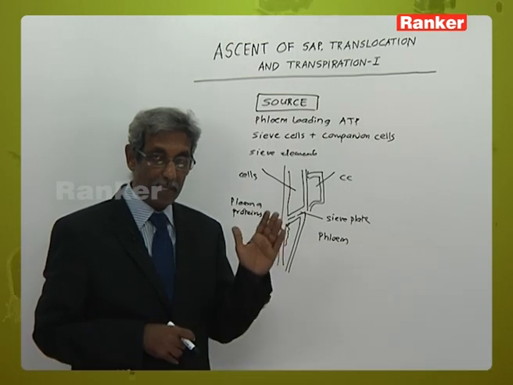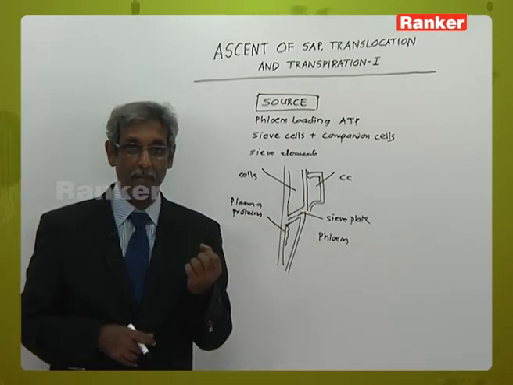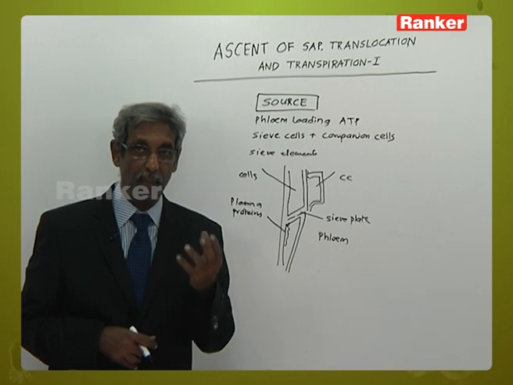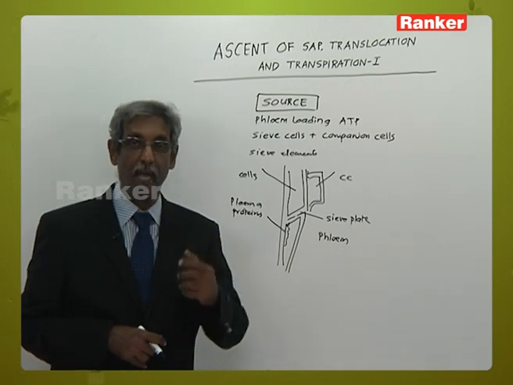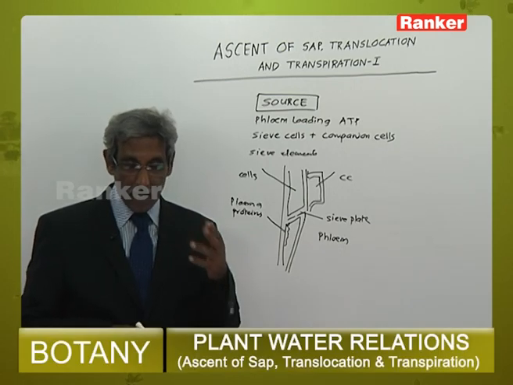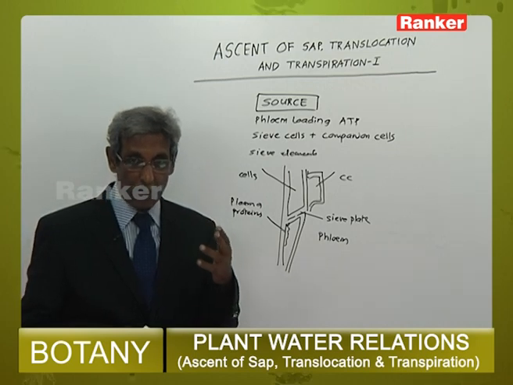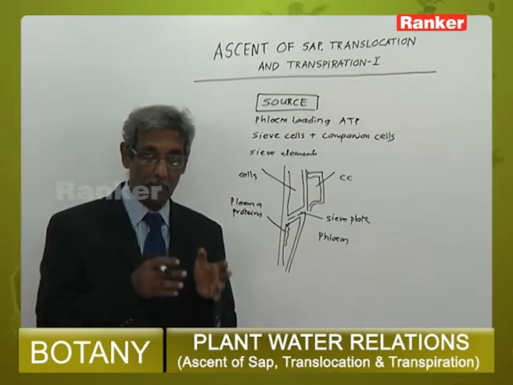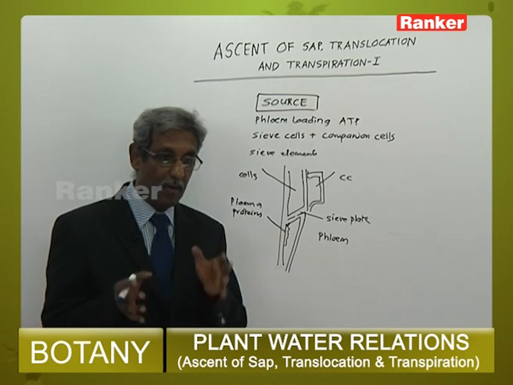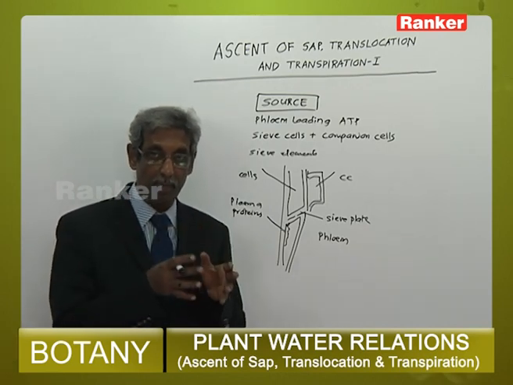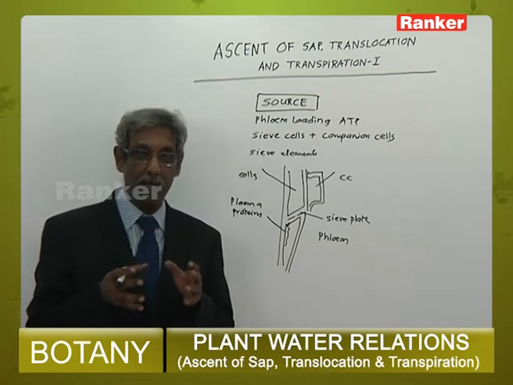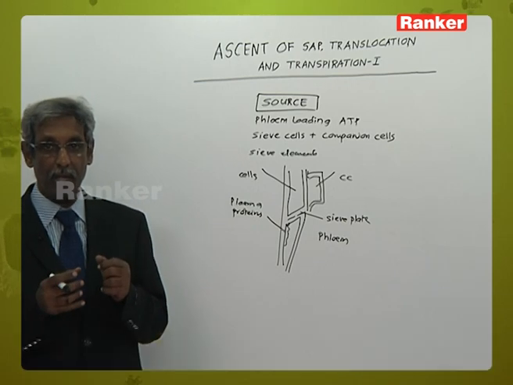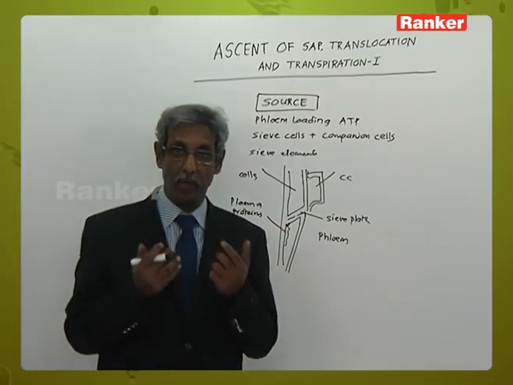So, once it enters, then there is high turgor pressure. Once there is more turgidity, there is increased hydrostatic pressure. An increased hydrostatic pressure leads to loading into the sieve tubes. We have high hydrostatic pressure all round. So, it results in loading up the sieve tubes with sucrose and other solutes.